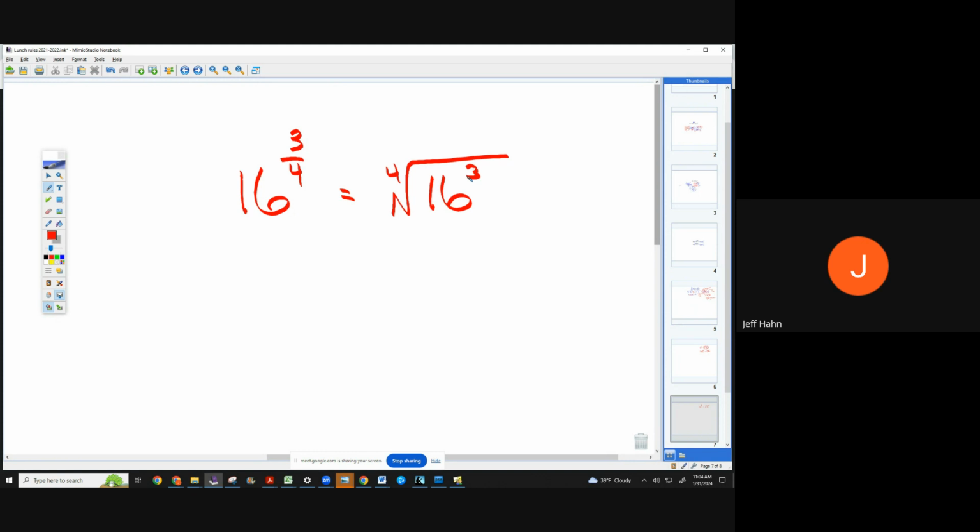I'm waiting for somebody to ask me, what's the better way to do it? The easiest way always to deal with fractional exponents is if you can get a 1 to be the numerator. Okay? How could I get a 1 to be the numerator?